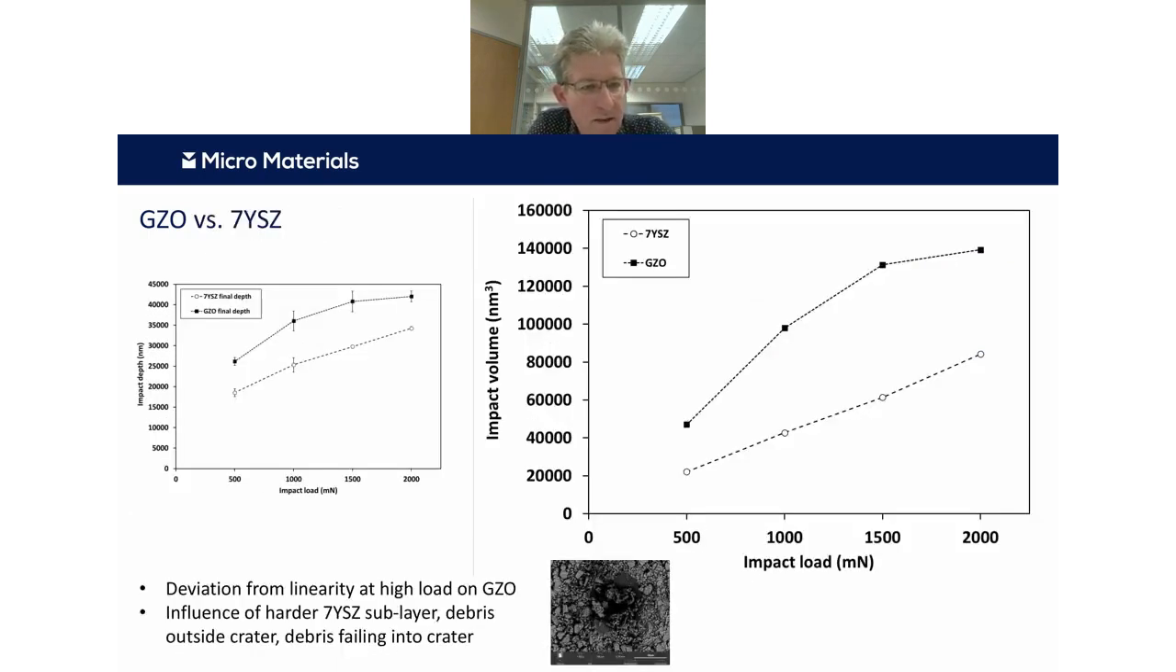And again, as I say, we can take the final depth data and convert it to impact volume, and then directly get a measure of the relative difference in erosion resistance between these two different materials in our type of test. Again, the 7YSZ system is linear. The GZO system is linear up until certainly 1 Newton, and maybe at a higher load. Some of this complexity is due to the debris falling into the crater, or the damage actually taking place outside the crater, and even potentially the sublayer. There are several reasons why that system might deviate at a high load. But nevertheless, it's quite encouraging that there's a very clear difference across the entire load range there.